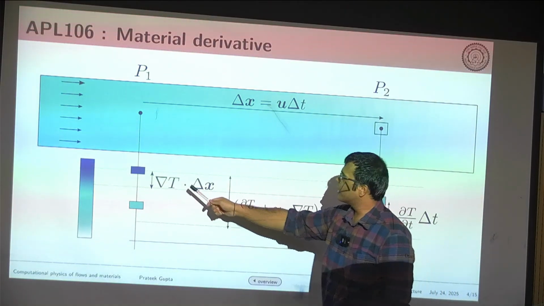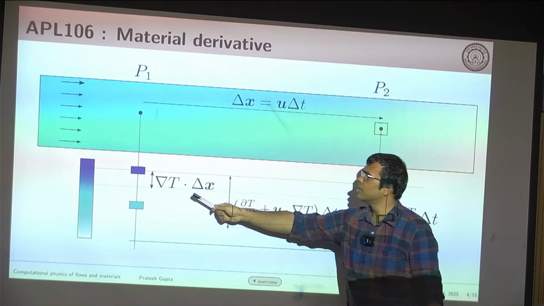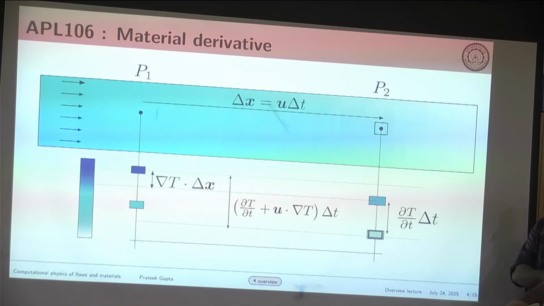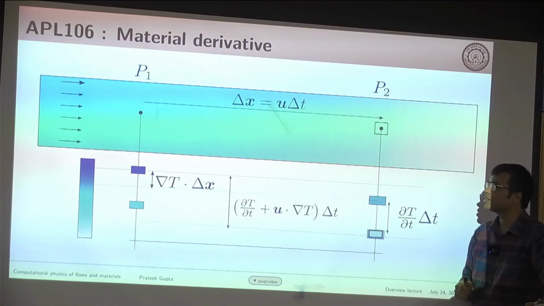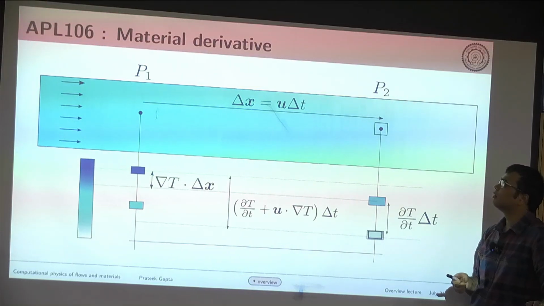So, the reduction that happened because of the gradient is this: gradient T dot delta x. If you do not understand the maths, the dot product makes a lot of difference here. It is not just a multiplication sign, it has to be a dot product. Why? We will look at it probably sooner.